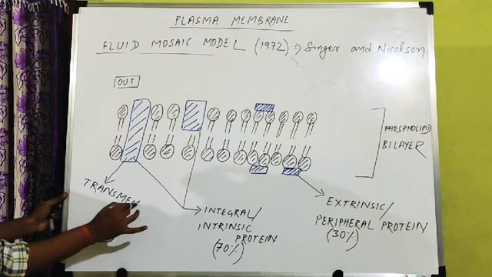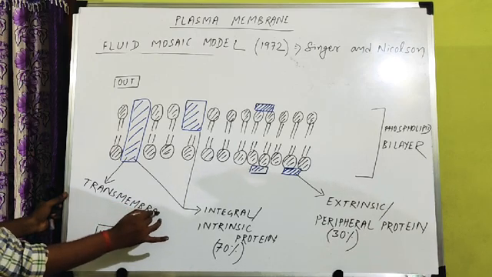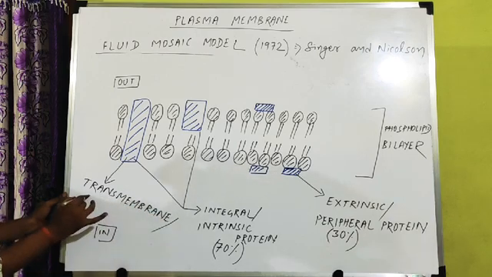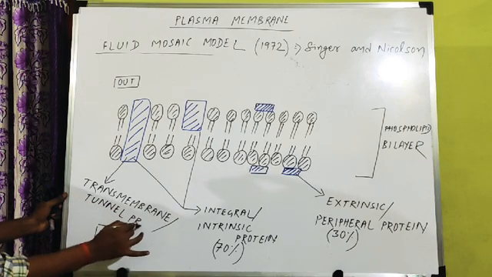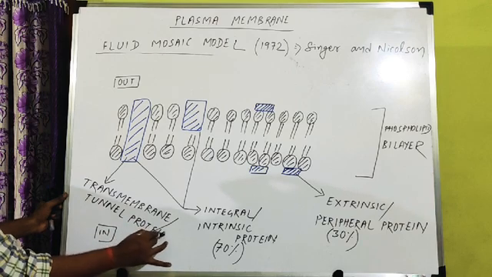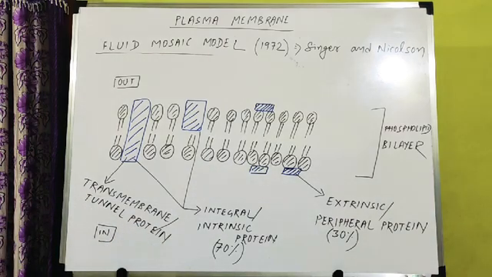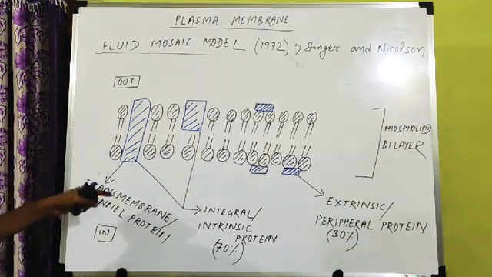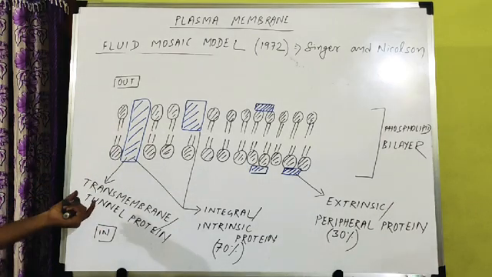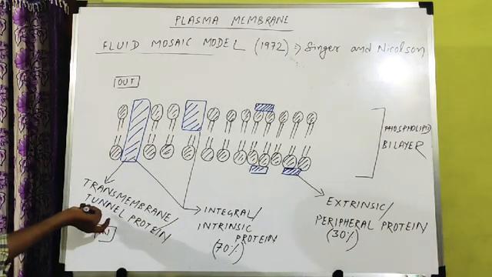Transmembrane or tunnel protein. Sometimes a question comes: what is a transmembrane or tunnel protein? It is the type of protein which is completely embedded and both sides are visible. Both surfaces protrude on both sides, outer side and inner side, outer surface and inner surface. That is called a transmembrane or tunnel protein.